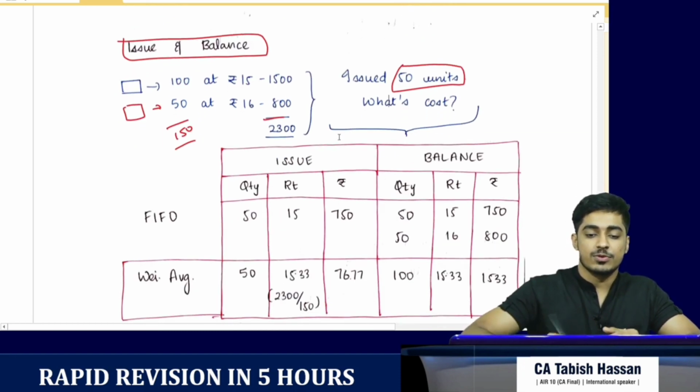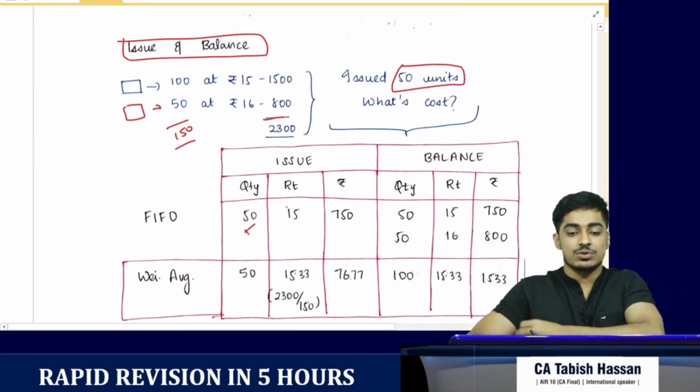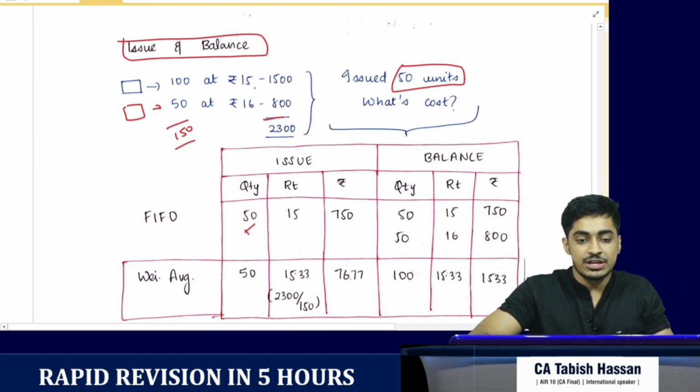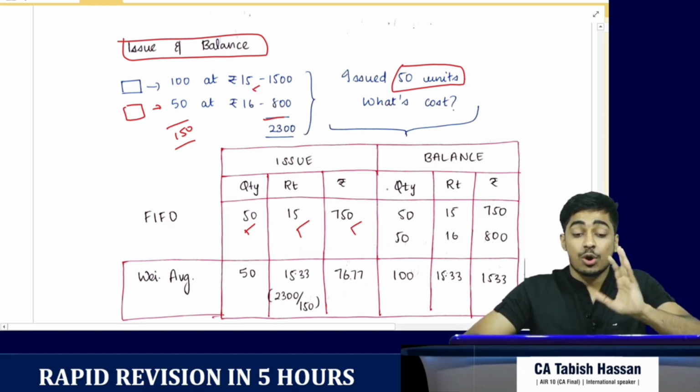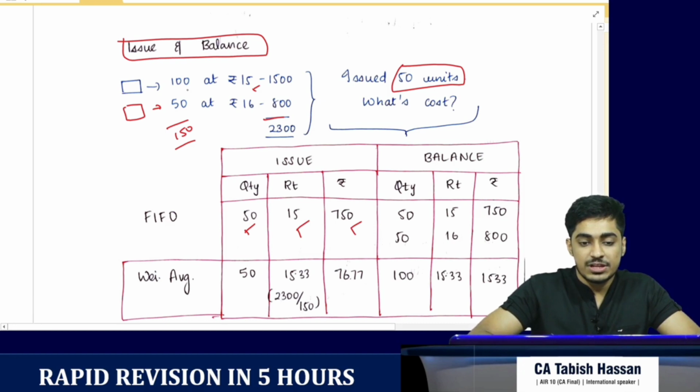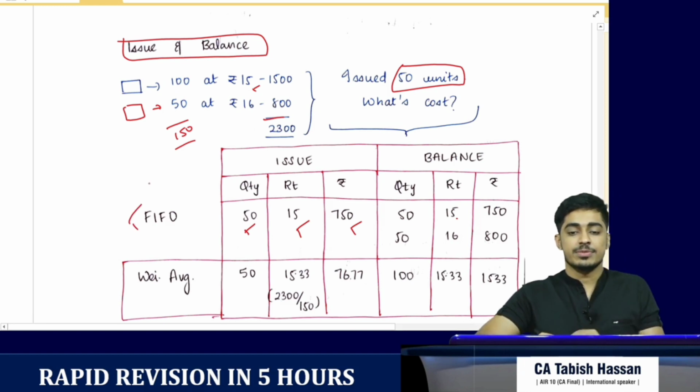If I'm following FIFO, I've issued 50 units based on first in, first out. So whatever I purchased first at 15 rupees will be issued. So 750 rupees is the value of the amount issued. And what is the balance I'm having? I have 50 units at 15, and then again I have 50 units at 16. This is what we do for FIFO.